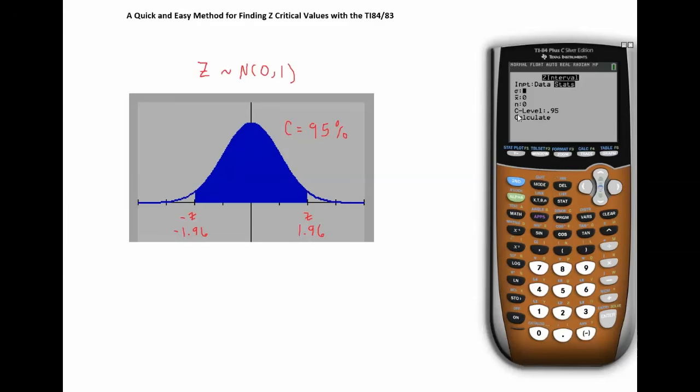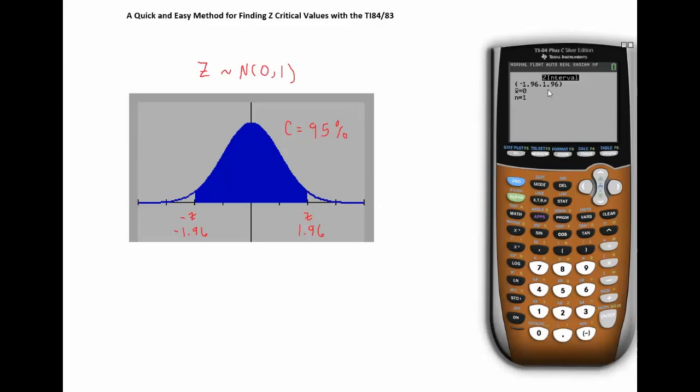So my sigma, my population standard deviation, I'll put in 1. I'll put in 0 as my mean here. And then I'm going to say my sample size is 1. I'll explain later why that works. Then you put in the confidence level, so this is 0.95 or 95%. And then when you hit calculate, you'll be given these values as a confidence interval.